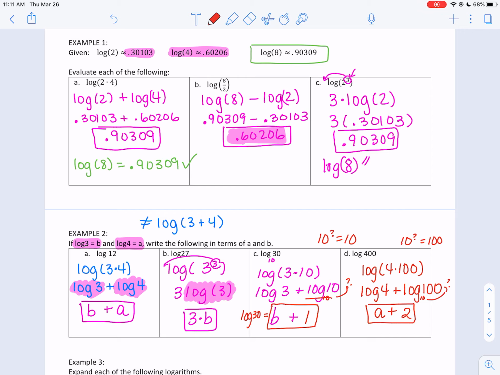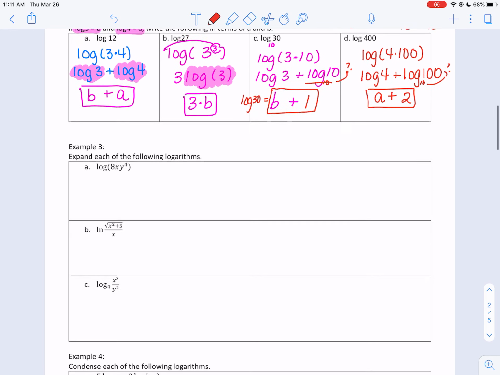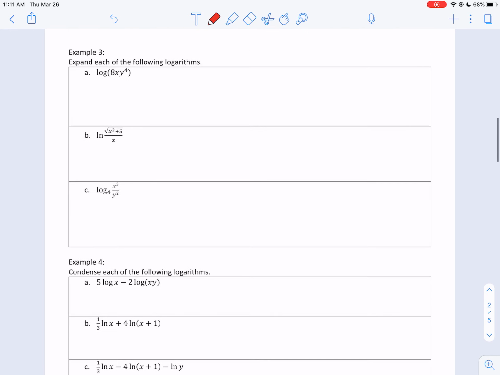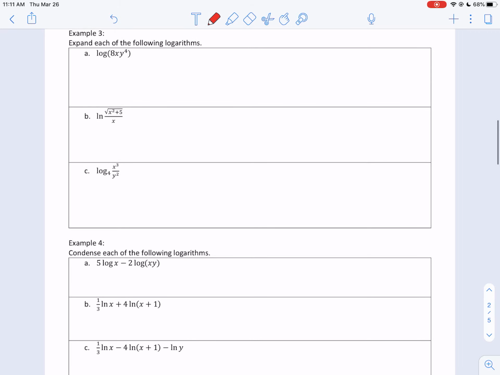So far, we've covered 3 rules: adding, subtraction, and powers. Adding came from multiplication, subtraction came from division, and powers, we used multiplication. We also not only want to evaluate logs or expand them using variables, but what if we want to expand logarithms and condense logarithms? So we want to take a single log and rewrite it into multiple logs, or take multiple logs and rewrite them as a single log.